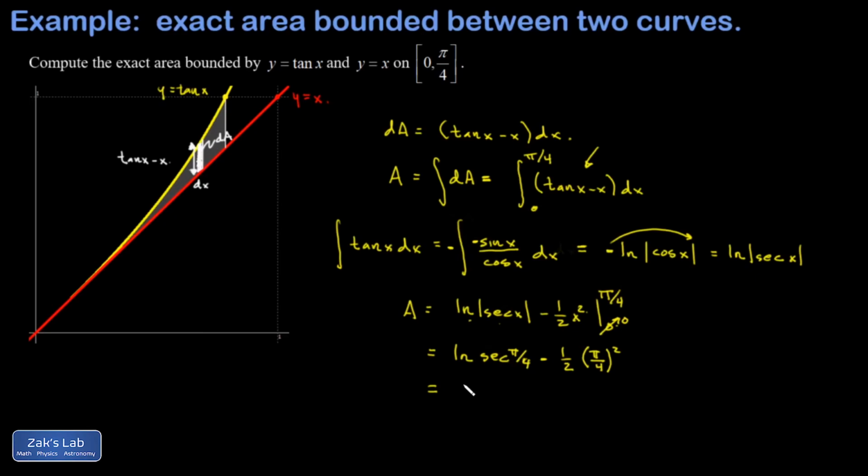Then I just have to evaluate the secant of pi over 4. And the cosine of pi over 4 is 1 over root 2. So 1 over that is just root 2. And I have natural log root 2 minus 1/2 of pi squared over 16. So that's pi squared over 32. And the answer is really complete at this point. But I could write root 2 as 2 to the 1/2 and bring the 1/2 out in front. Write it as 1/2 natural log 2 minus pi squared over 32. Now, just out of curiosity, I'm going to get a decimal approximation on this, and I get approximately 0.04.